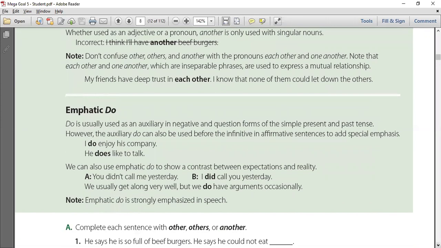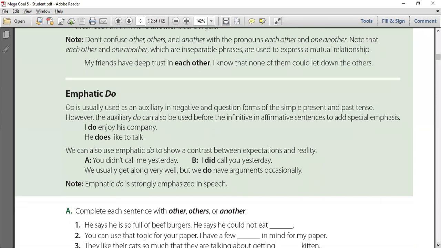Right. And then we have emphatic do. Emphatic, from the word emphasize, meaning to stress. Sometimes I use do only to emphasize my idea. Okay, not a helping or auxiliary verb, no. So do is usually used as an auxiliary in negative and question forms of the simple present and past tense. However, the auxiliary do can also be used before the infinitive in affirmative sentences to add special emphasis.